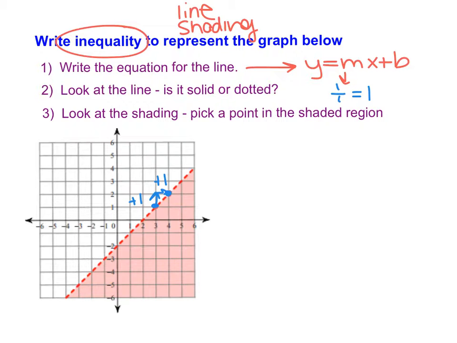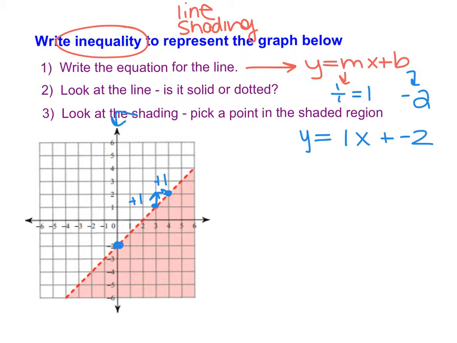Then my b value, if I look at it, it's where I'm crossing the y-axis. So that's this point right here when y is -2. So the equation I have for this line is y is equal to 1x plus -2. Now from here, my next step is to figure out which inequality I have.